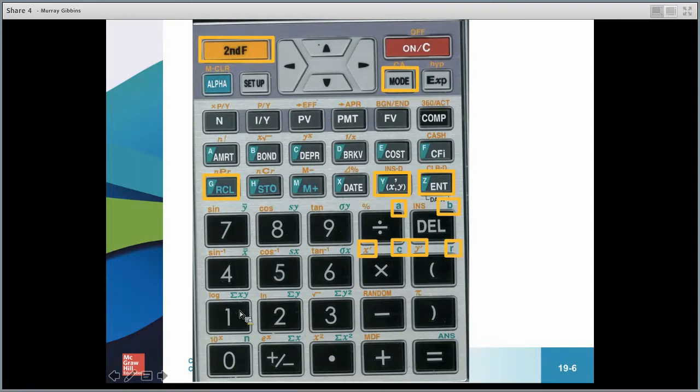And so it would be mode 1-1. And then to enter the X data again, imagine X data was 12, and then press XY, and the Y data was 250, key 250, press enter. It's very similar to last week.